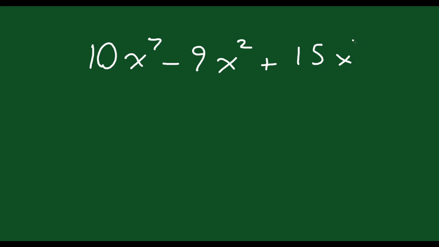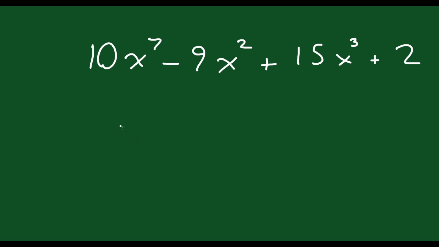What is a polynomial? A polynomial is an expression that contains multiple terms. Yes, multiple, that's why you see the word poly in polynomial. I'll give you a couple examples here. So we could say that if you have something like 10x to the 7 minus 9x squared plus 15x to the 3 plus 2, that would be an example of a polynomial.